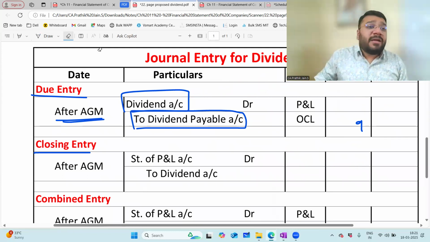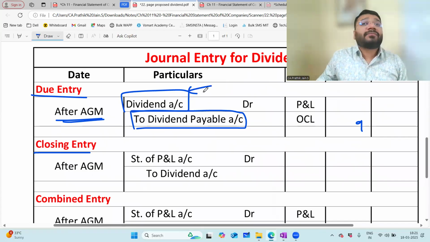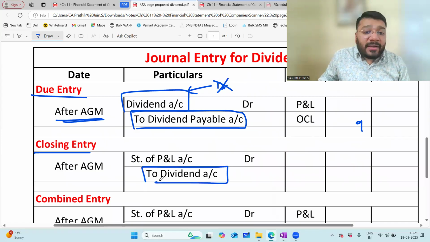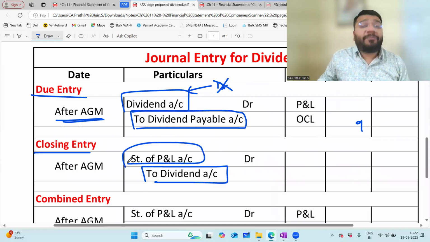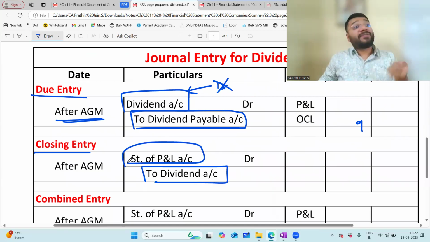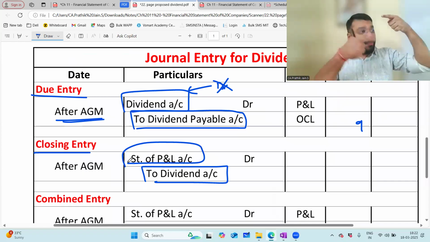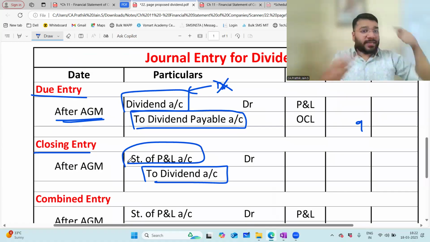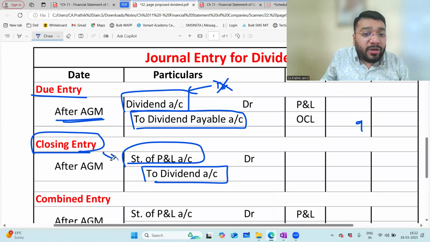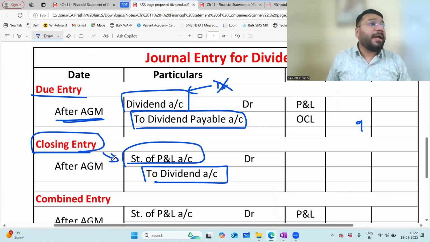Now, this dividend account is like a nominal account. Like every nominal account, we have to close this ledger by passing a closing entry. So this dividend is currently in debit. To close, I have to give credit. And where am I transferring this to? Statement of P&L. Like for purchase, to transfer the purchase to the trading account, what is the closing entry? Trading account debit to purchase. Like that, this is the closing entry for transferring the dividend to the statement of P&L. Any problem in this? No problem.